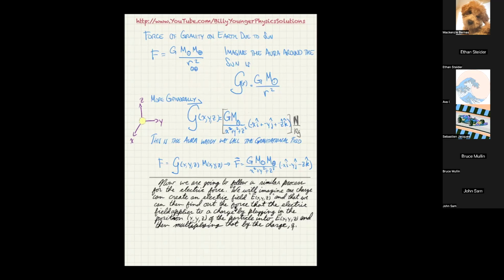By plugging in the position XYZ of the particle into E of XYZ and then multiplying that by the charge q. So just like I did before, I still got to plug in the X, Y, and Z for where the particle is going to be. That's got to be plugged into the field. And then I've got to take it and multiply it by the mass of the particle at that particular spot, and that would give me the gravitational force. But in this case, I've got to plug in the X, Y, and Z for where the particle is going to be, and then multiply it by the charge q.